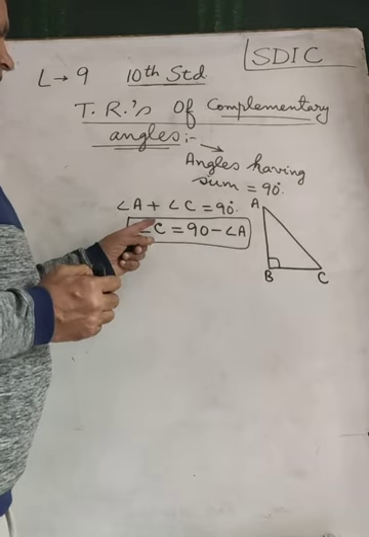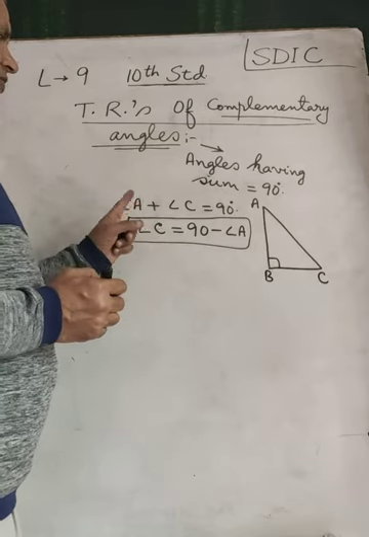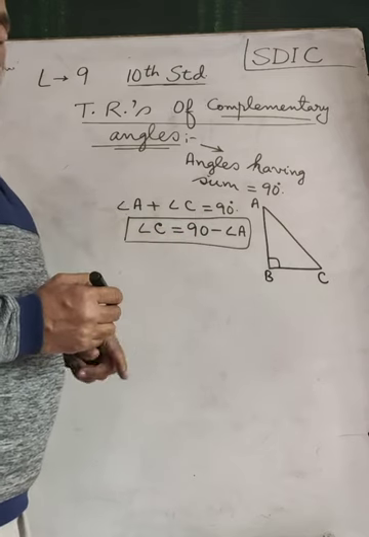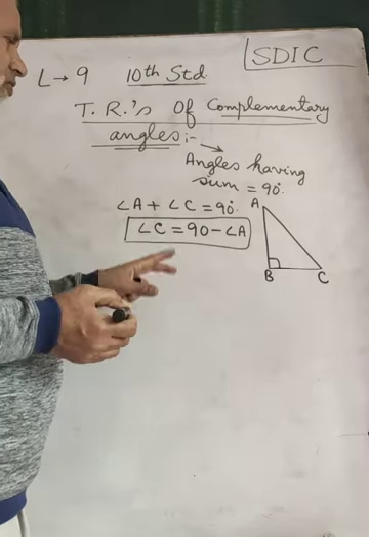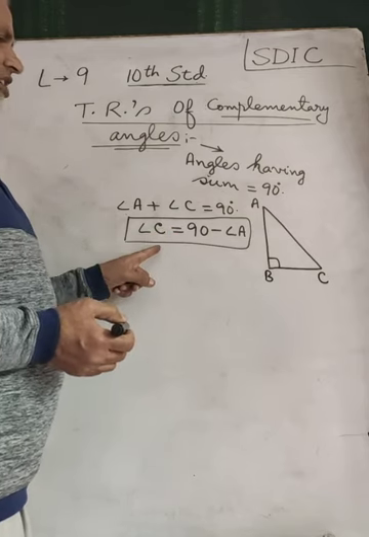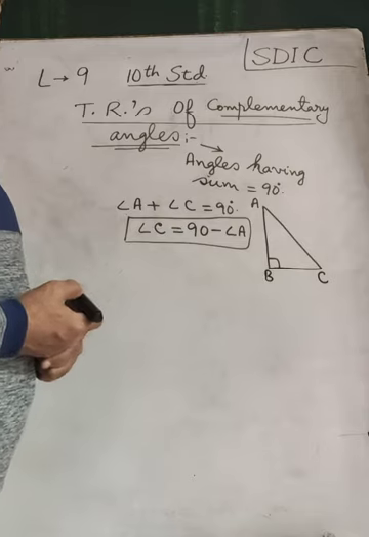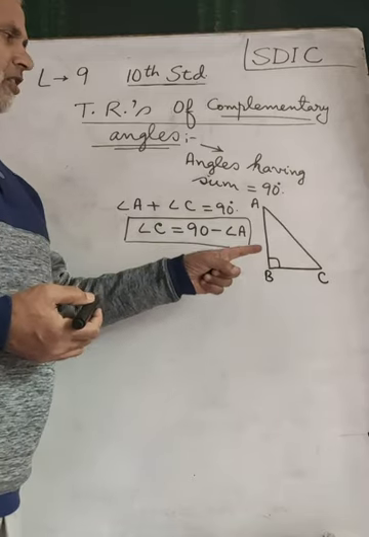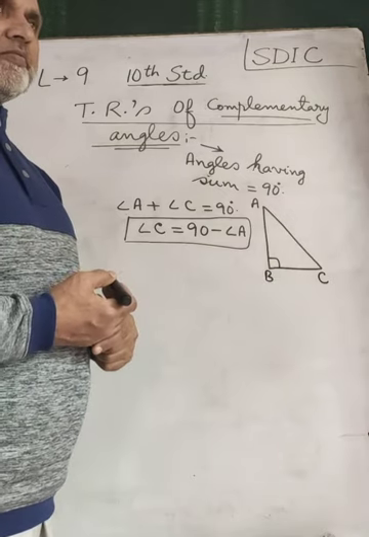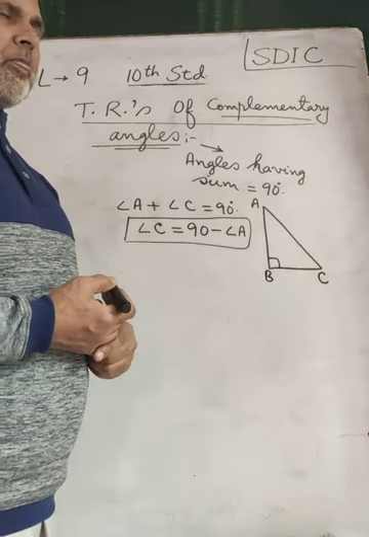Even instead of transposing A, if you transpose C, you will get angle A equal to 90 minus angle C, a similar result. We will use in our discussion angle C equal to 90 minus angle A. So remember, the acute angles of a right triangle are complementary angles. Their sum is equal to 90 degrees.